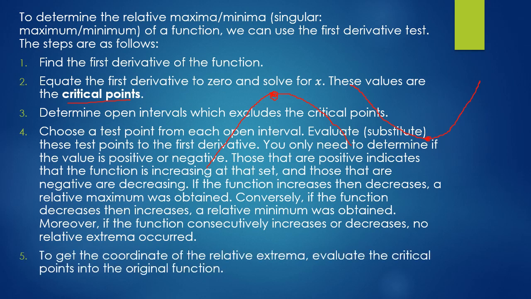And then the fifth step is to get the actual coordinate of these relative maximum or minimum. So the x value, the abscissa, is already the x values that we get from step 2, or the critical points. So what we now need to do here is just to solve for the y value, the ordinate, so that we will have our ordered pair and get the actual coordinate of these points.